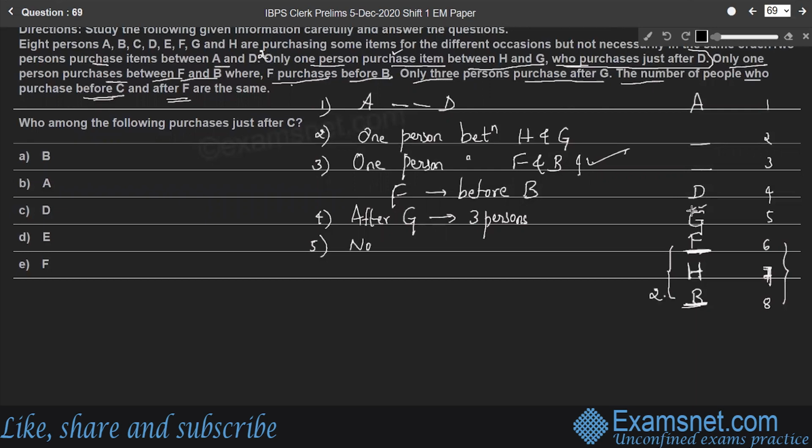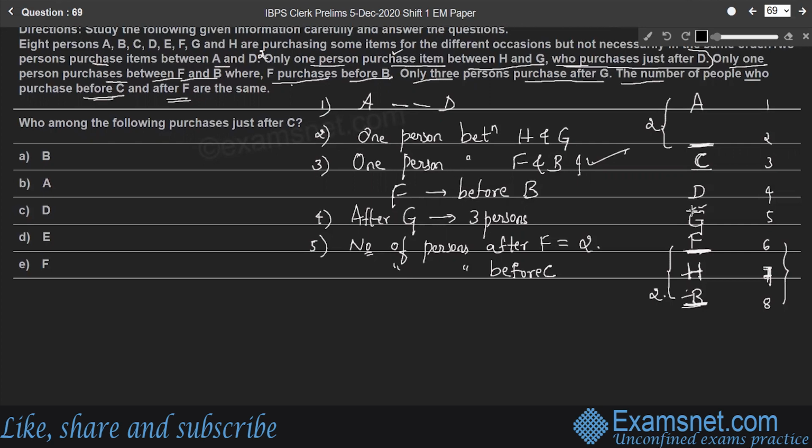So number of persons after F is equal to number of persons before C. So what is the number of persons after F? It is 2. So H and B, right? So which is equal to number of persons before C. So position of B will be here. So before C, there are 2 persons, right? So there is one more person here.